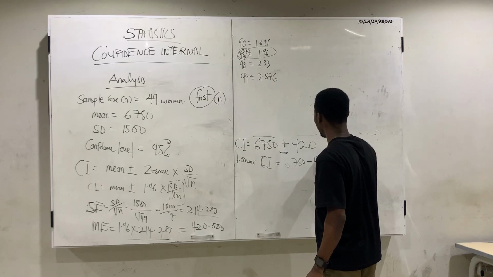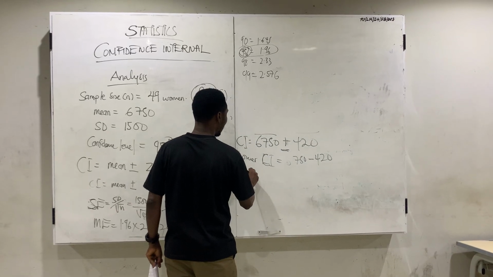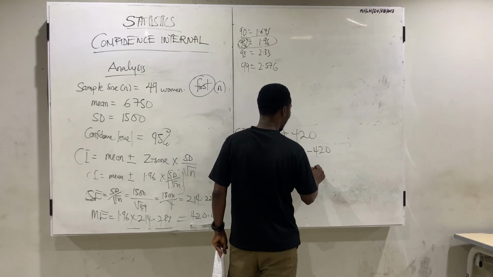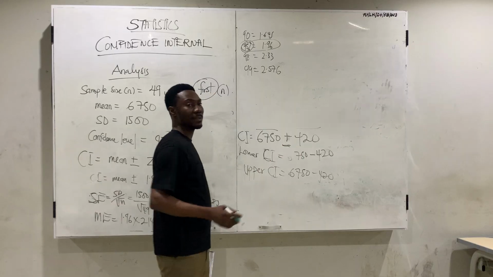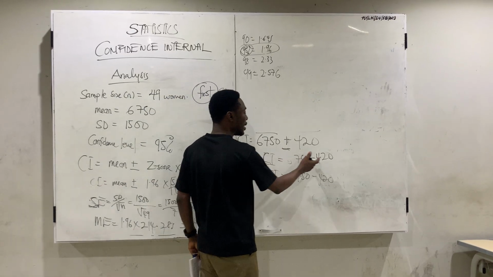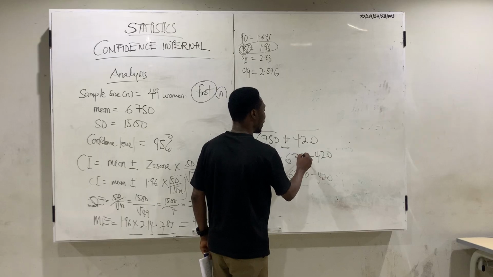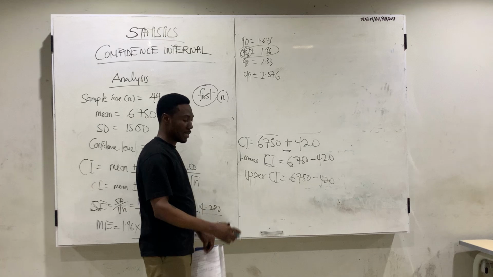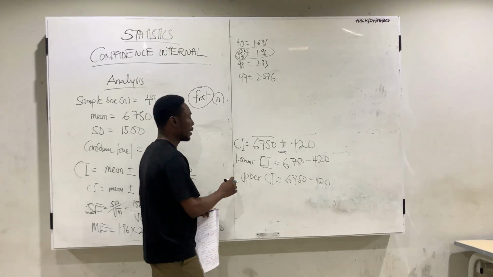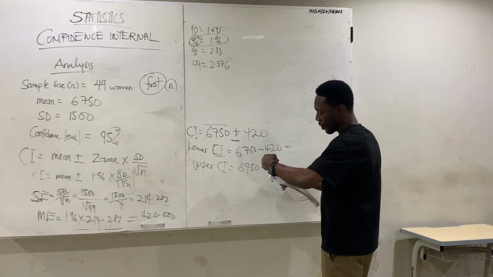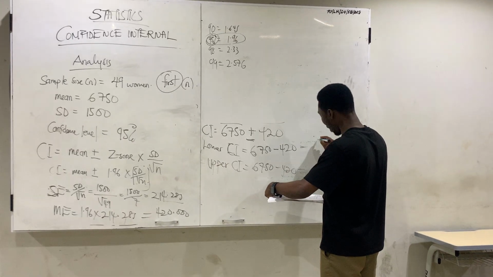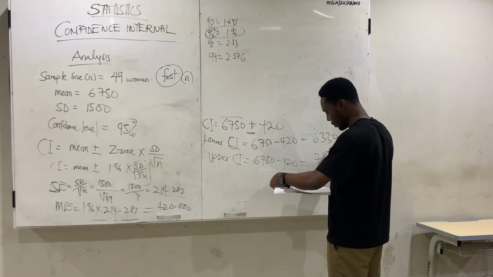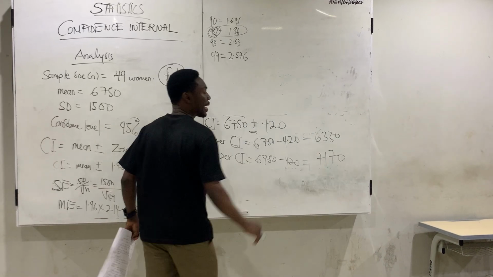So the lower CI will be 6750 minus 420. Then you have the upper CI, which will be 6750 plus 420. Now you do the computation for the lower CI. When you do the computation for the lower CI, you are going to get 6330. When you do the computation for the upper CI, you get 7170. So these are the answers we've gotten.